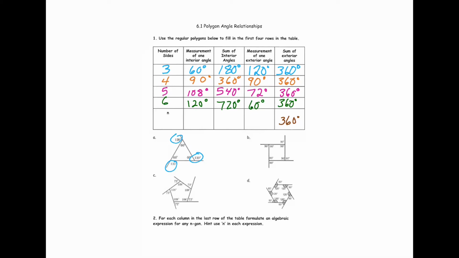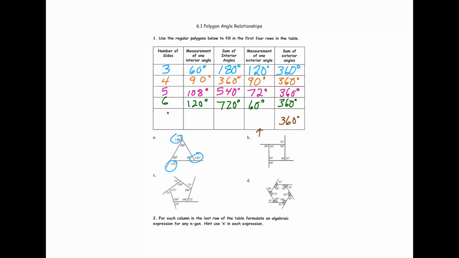For this next one, the measurement of one exterior angle, you're going to see some relationship between these 3 parts of the number: the sum of the exterior angles, the measurement of one, and the number of sides. And I can see that if I multiply 3 times 120, I get 360. I can multiply 4 times 90 to get 360. 5 times 72 equals 360. So there's going to be a relationship regarding that.